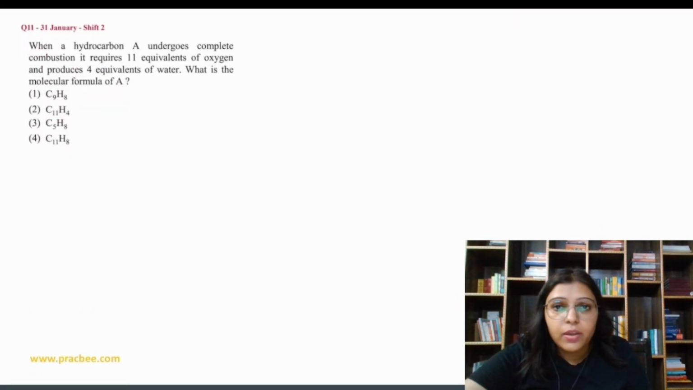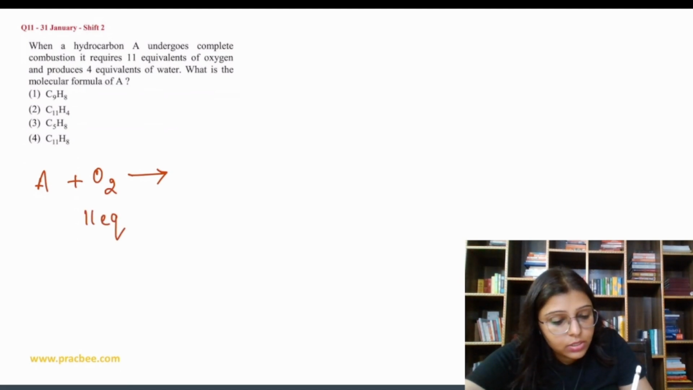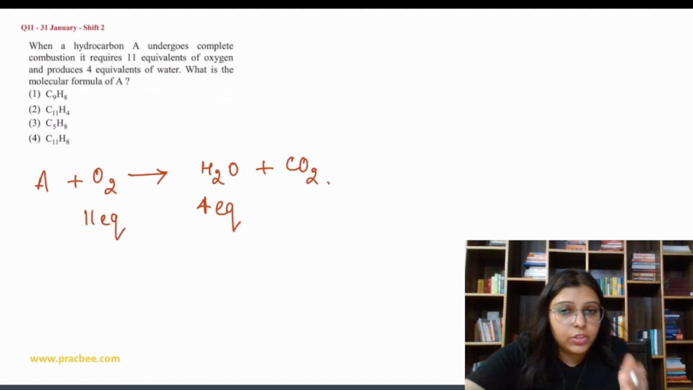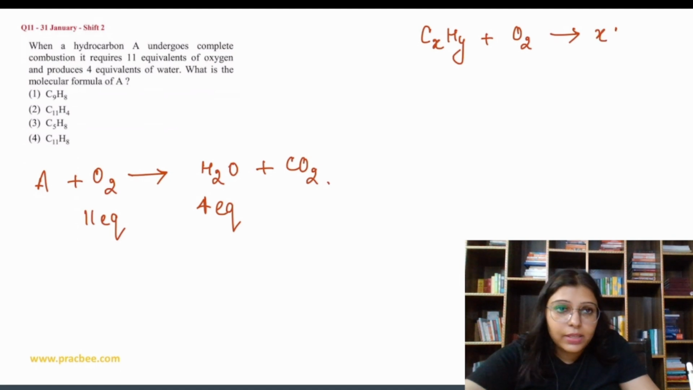Next question. When a hydrocarbon A undergoes complete combustion, it requires 11 equivalents of oxygen and produces 4 equivalents of water. And if hydrocarbon is there, it means along with water, CO2 is also produced. So first we have to write that equation in which every atom is balanced. General equation. So let's do the general equation. CxHy in presence of oxygen is converted to x CO2 plus y by 2 H2O.